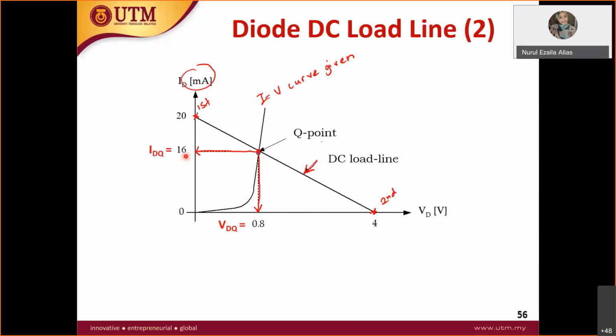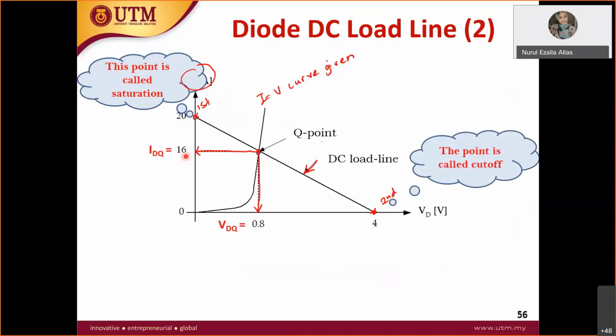Okay. So this is called saturation and this is called cut off. Saturation means the maximum point of current. The current saturates at 20 milliampere, so it cannot go further than this. And this is cut off, where no current flows, but there is a maximum voltage. Current is 0.